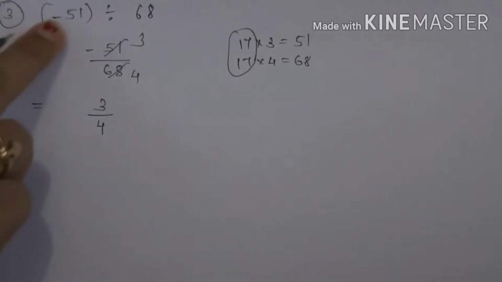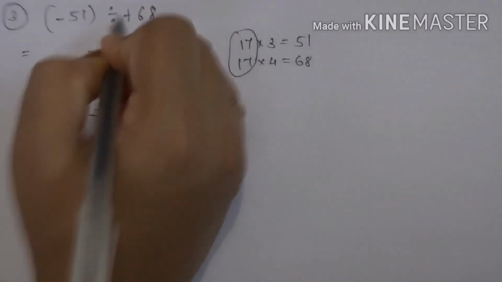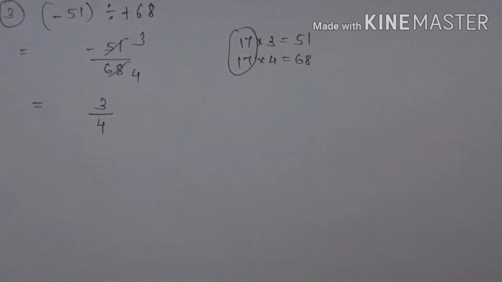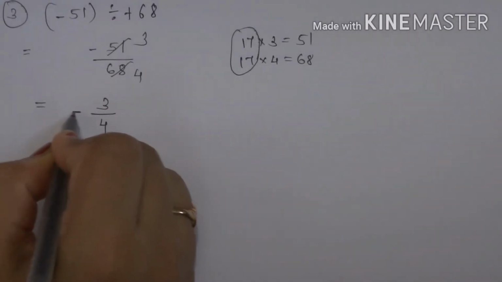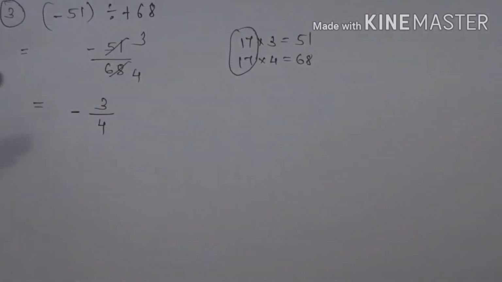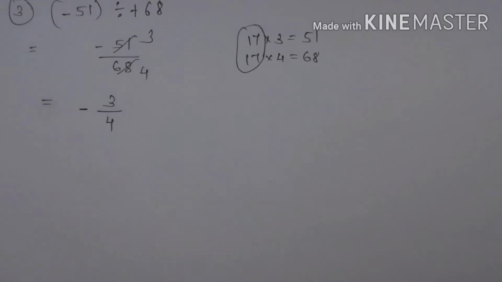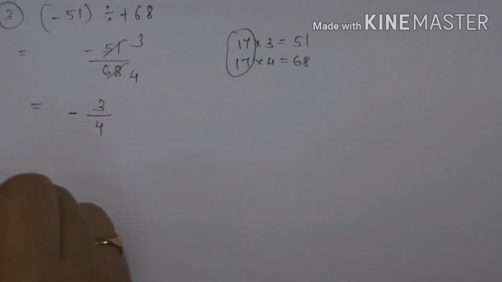Now about sign. Here it is minus. Here no sign means it is plus. Minus plus is what children? Minus. So we'll give the sign minus. Minus we can put at the side. So the answer is minus 3 upon 4. Now children, see the fourth sum.